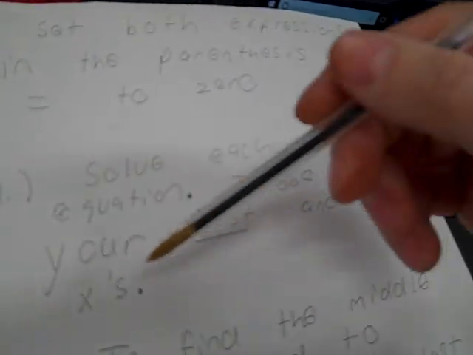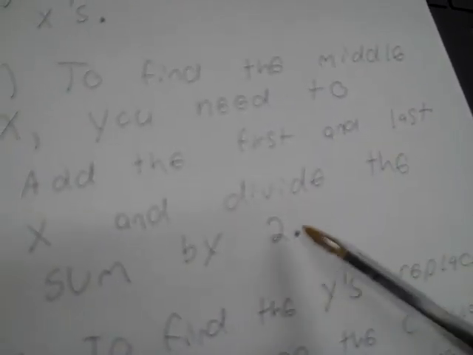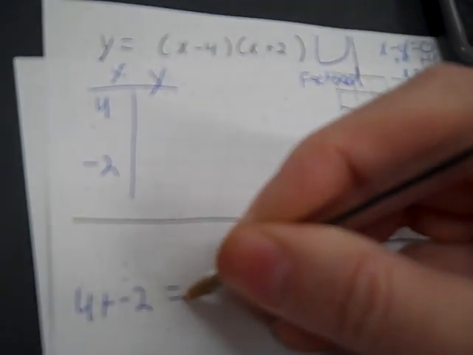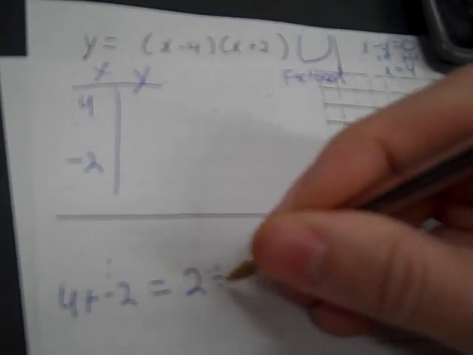These are your first and last x's. So plus 4, I get 4 for x. Minus 2, and I get negative 2 for x. So 4 and negative 2 serve as my first and last x. Now to find the middle x, you need to add the first and last x and then divide the sum by 2. So I take 4 plus negative 2, put what that equals before you divide. That's 2, and then divided by 2 equals 1.